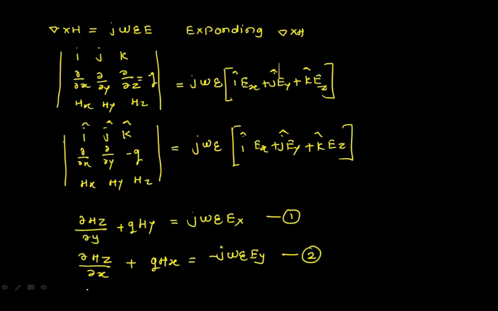The equation number three, you will get ∂Hy/∂x minus ∂Hx/∂y is equal to jωε Ez. ठीक है. So sorry, this is Ez. So this is equation number three. You just remember equation number one because we are going to find out Hy and we are going to put that value in this equation. So this is when you are using Maxwell's first equation.